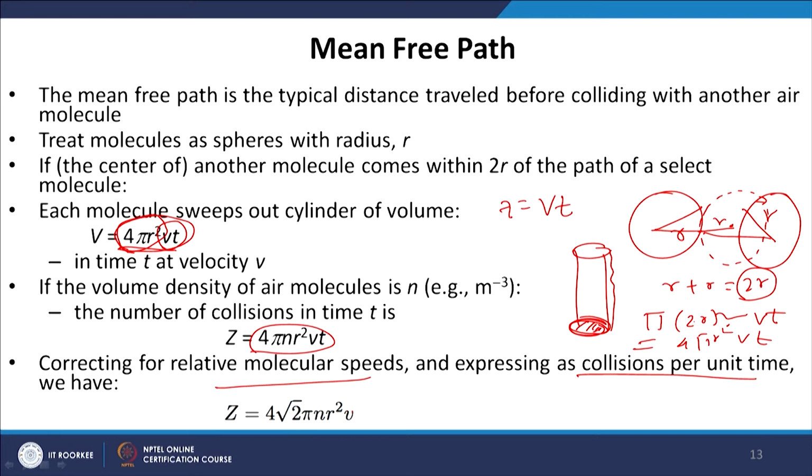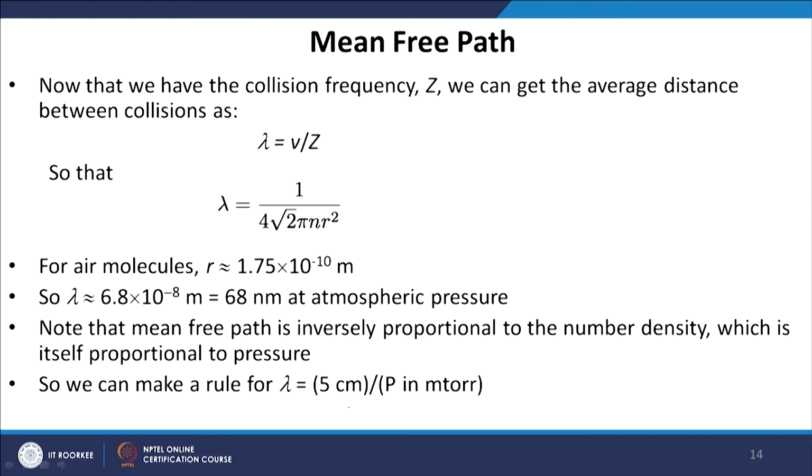Basically, if we consider the relative motion between the two gas molecules, the factor 4 will be replaced by 4 root 2. The pi is pi, n is n, r square is r square, v is v, and then we have the t also. But if we consider unit time, then t goes out. So, the collision per unit time will be 4 root 2 pi n r square v.